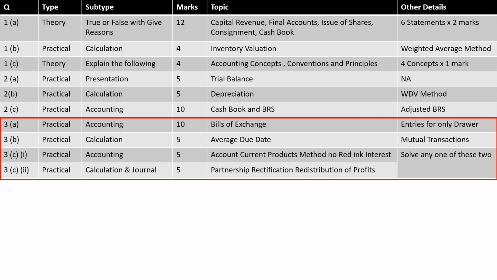All the 4 different parts which were given by the exam were practical. 3A was practical question involving accounting. And they had basically asked journal entries.